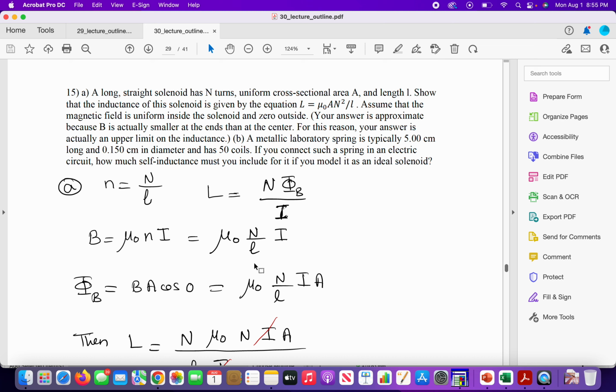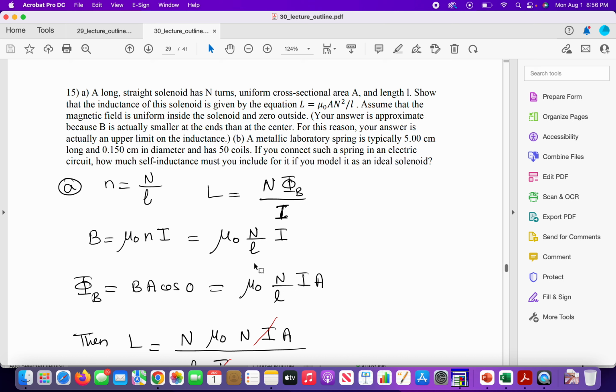Okay, another one. A long straight solenoid has N turns, uniform cross-sectional area A and length L. Show that the inductance of this solenoid is given by the equation L equals mu 0 A N squared divided by L. Assume that the magnetic field is uniform inside the solenoid and 0 outside.